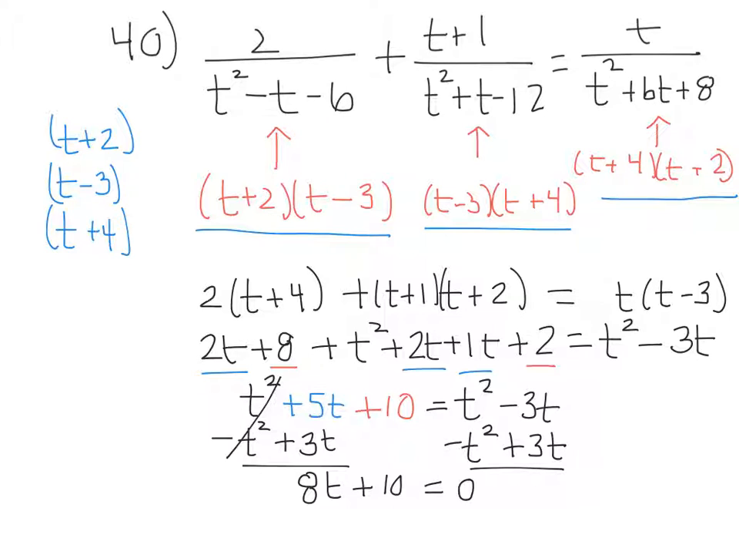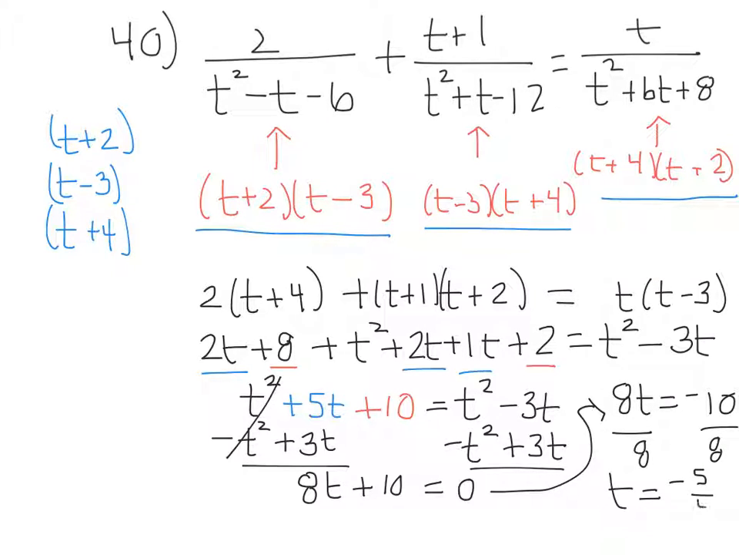No longer is it quadratic. So what I need to do then is subtract 10 from both sides, and I get 8t is equal to -10, and then divide both sides by 8, and I get t is equal to -10/8, and that reduces to -5/4.